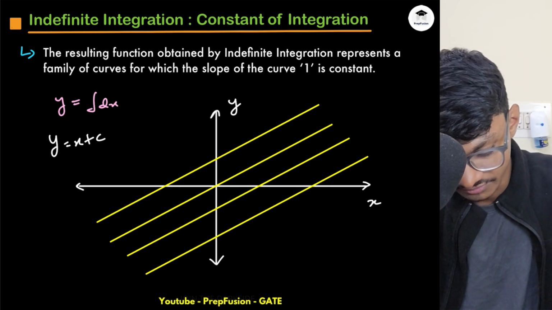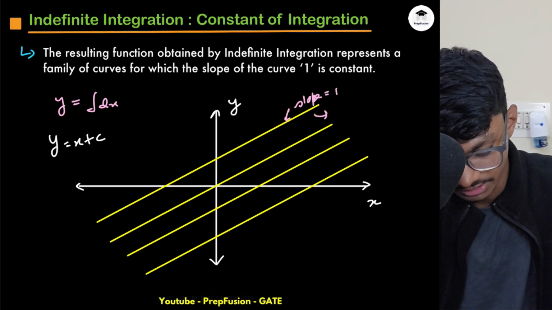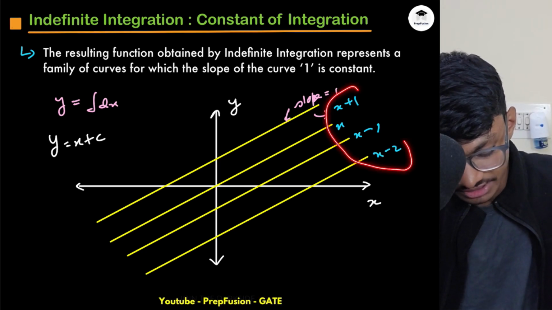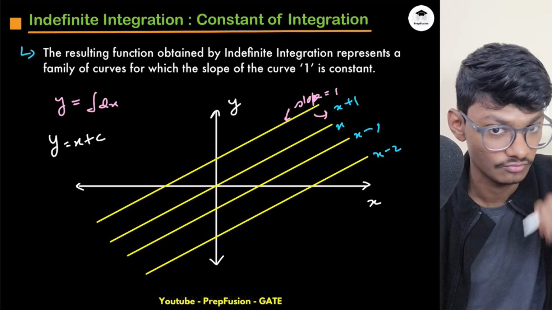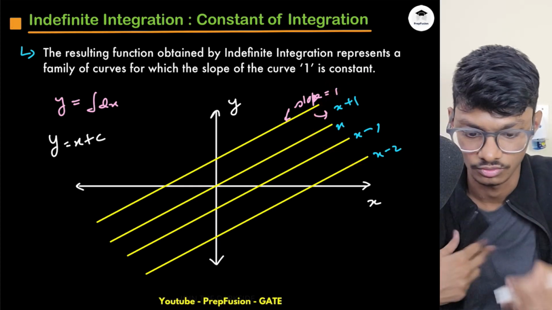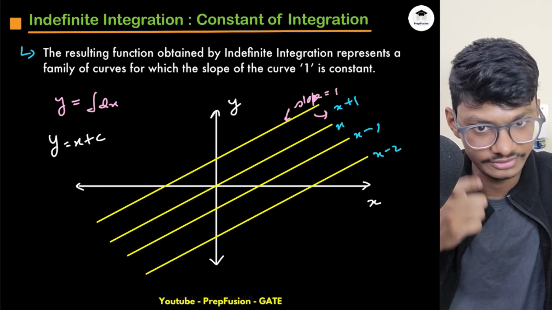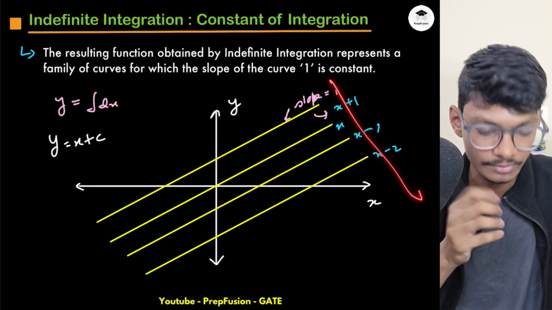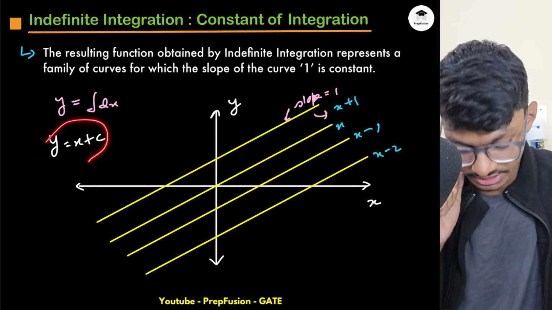So what do we mean? All of these curves have a slope of 1. Let me name them: this is, let's say, x plus 1, this is x minus 1, then x minus 2. The differentiation of all of these equals 1. So the integration of 1 can be any of these curves, because integration is the reverse of differentiation. Differentiation of x plus 1 is 1, of x is 1, of x minus 1 is 1. All of them give the same thing. That is the problem with integration, so I have to add a constant because this is the complete and correct answer.